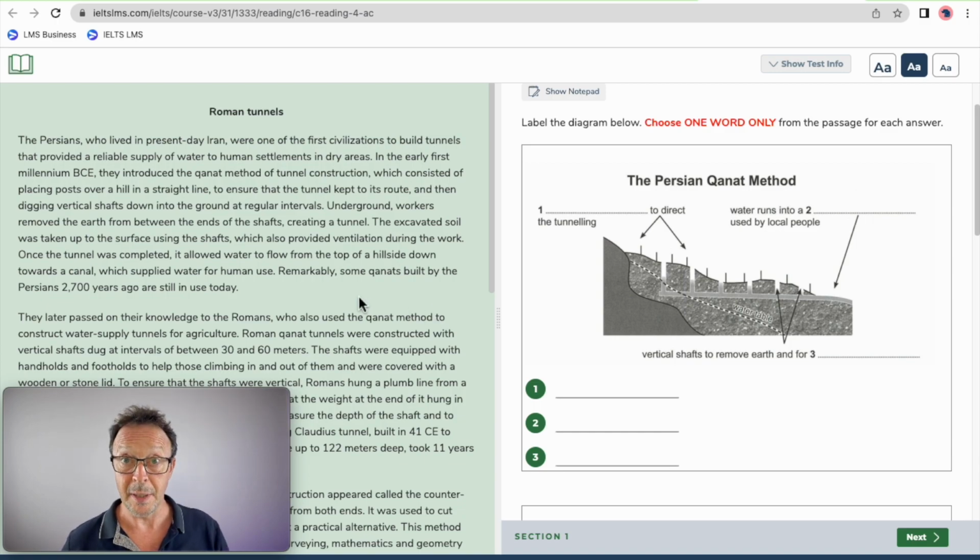You can do this as well. I'm just going to skim through, or skim and scan. I'm going to read quite quickly, looking for key words or synonyms that I've come across here. Okay.